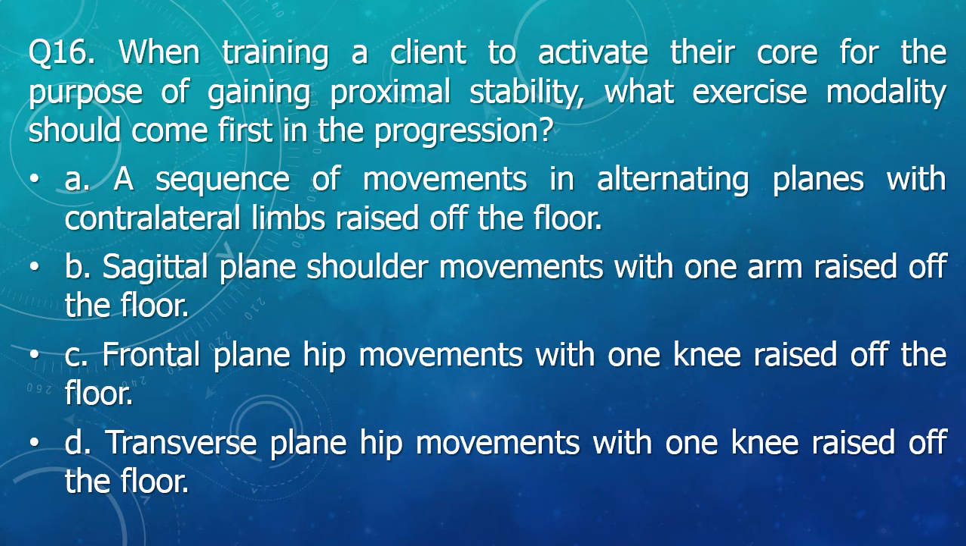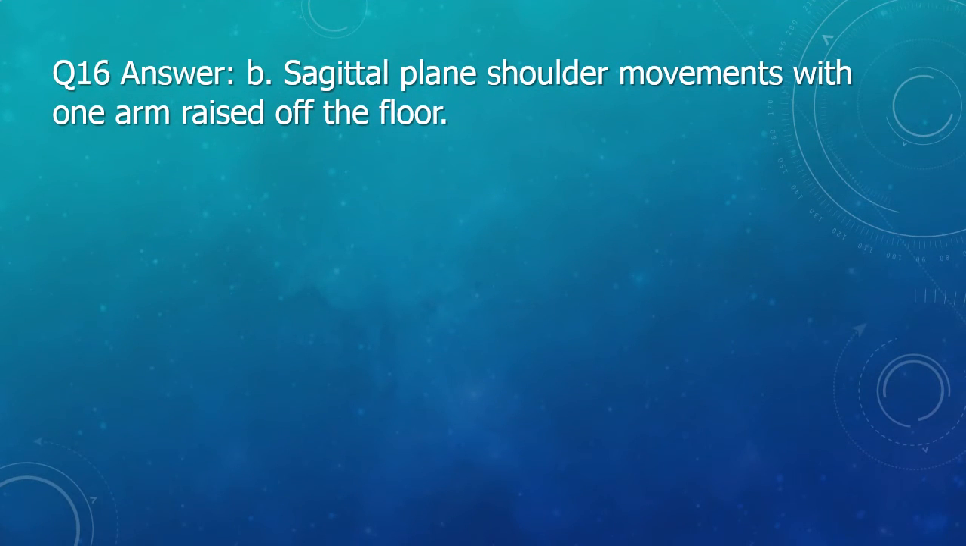Question 16. When training a client to activate their core for the purpose of gaining proximal stability, what exercise modality should come first in the progression? A. A sequence of movements in alternating planes with contralateral limbs raised off the floor. B. Sagittal plane shoulder movements with one arm raised off the floor. C. Frontal plane hip movements with one knee raised off the floor. D. Transverse plane hip movements with one knee raised off the floor. Question 16 answer, B. Sagittal plane shoulder movements with one arm raised off the floor.